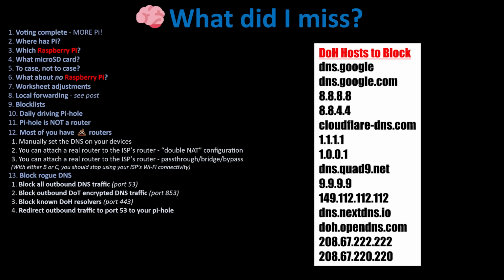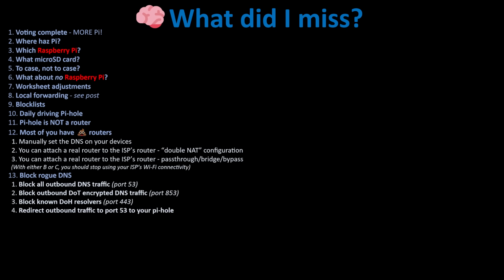3. Block known DoH resolvers. This is tougher because it's a list of specific hosts. This makes it a pain to add, but there's a list of common resolvers to block on port 443 here. And 4. Redirect outbound traffic to port 53 to your Pi-hole. This is an alternative to number 1, but I wouldn't say that it's better.